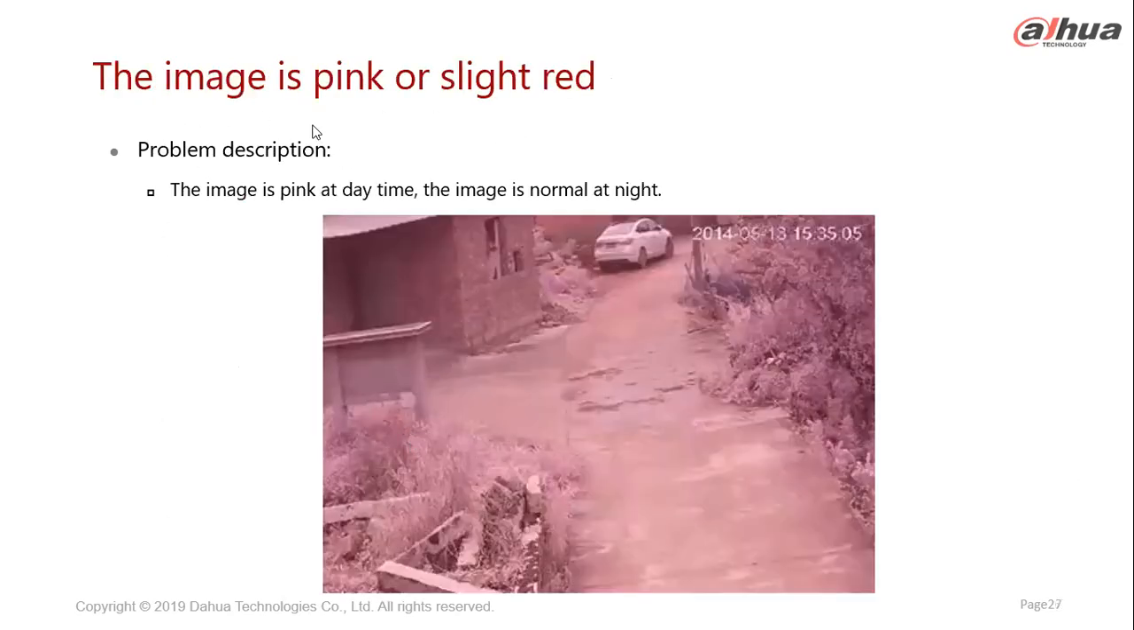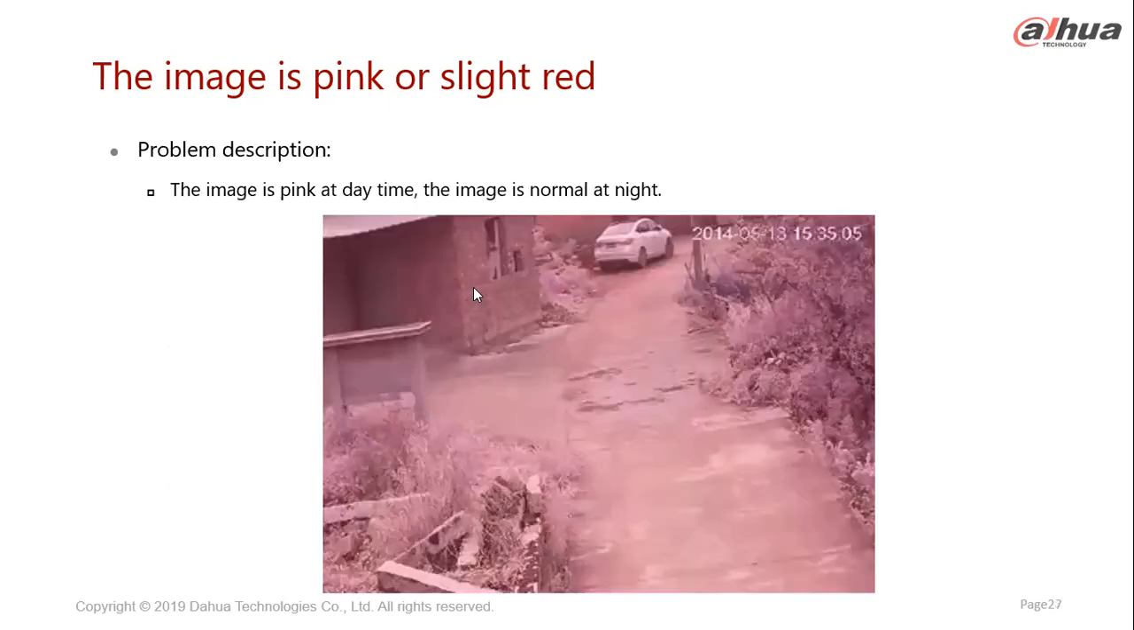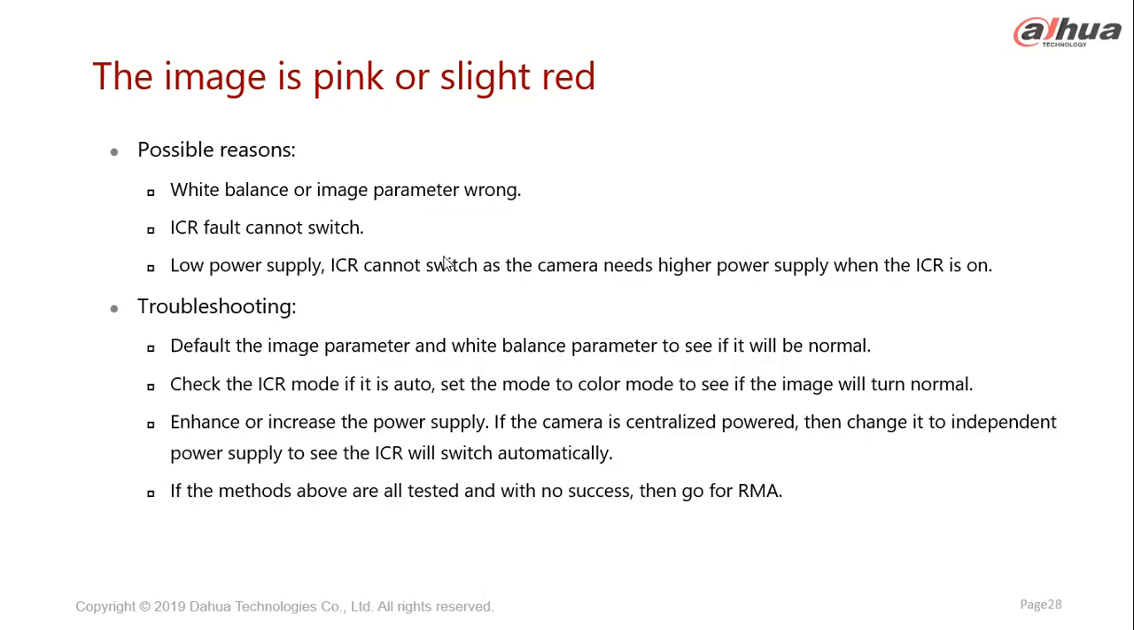You might also check this kind of thing; we already did this troubleshooting, but we just repeat for the same. If you see an image that is pink like this, it's more of the ICR. Maybe the ICR cannot switch, or the ICR is faulty, or maybe there's low power supply for the camera. That is, the ICR cannot be powered, so check whether it's daytime or night.